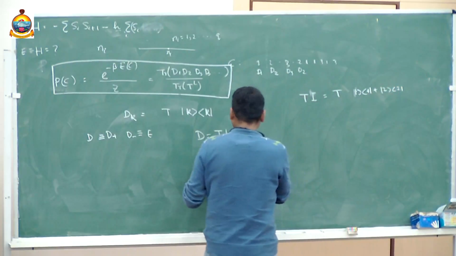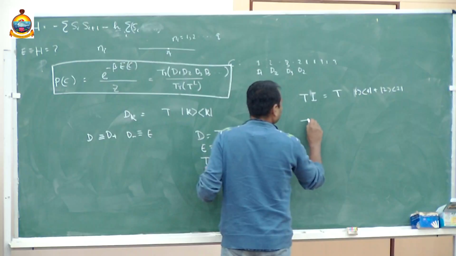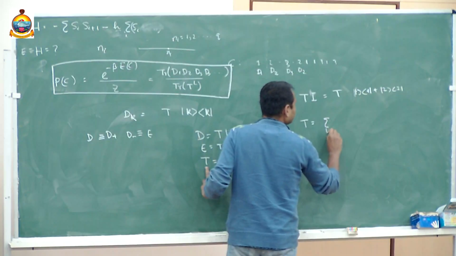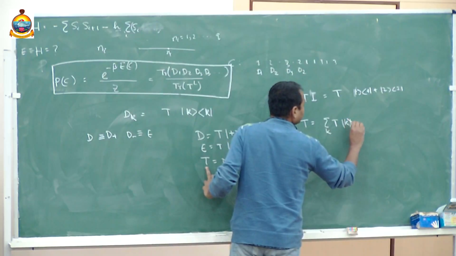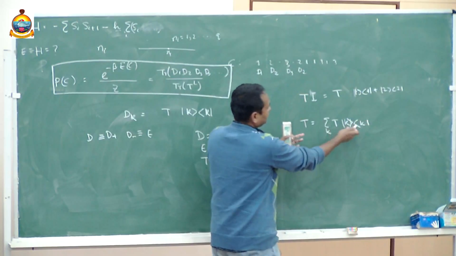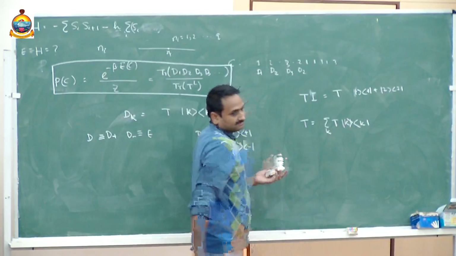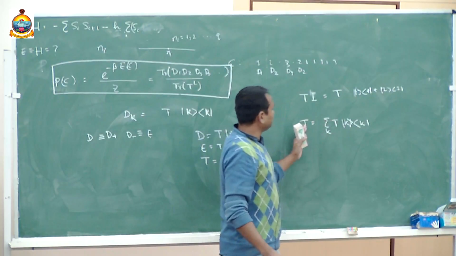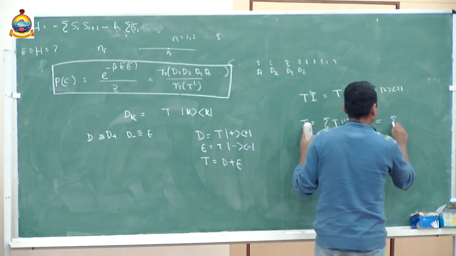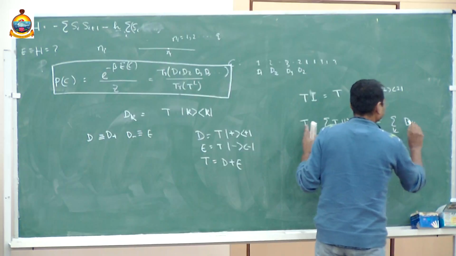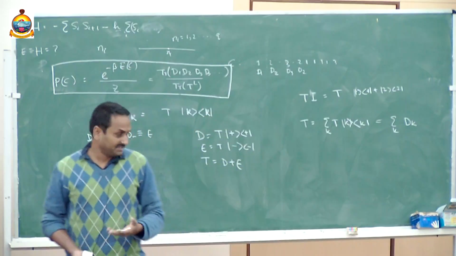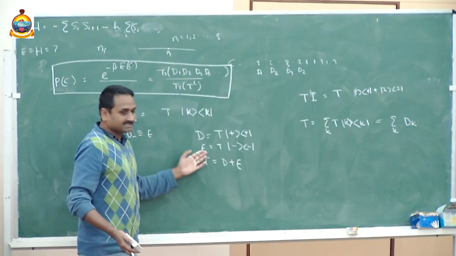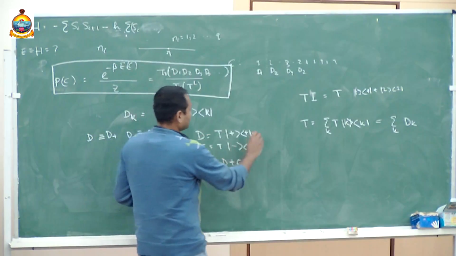And T equals, so basically all I want to write is T equals summation over K of T_KK |K⟩⟨K|. Okay, so this sum is only on K, and this is the identity. Each of the terms you can represent as d_k, so this is equal to summation over K of d_k. So d_k equals T_kk, that you can identify very simply. And for the Ising model, this is this. So we have found what the representation is.